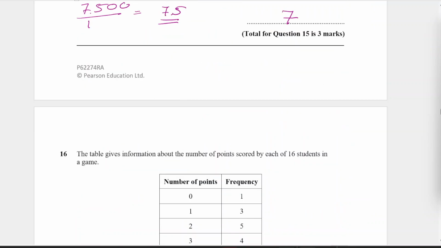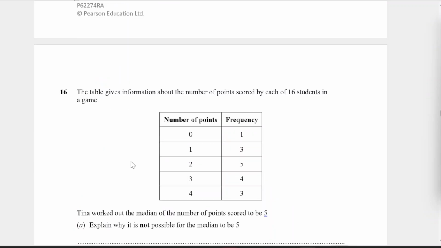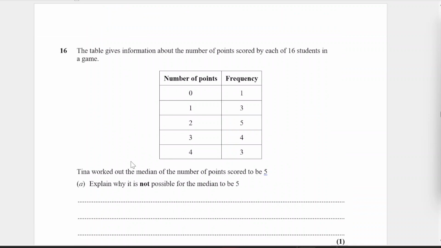Okay, question 16. For question 16, we've got a table that gives information about the number of points scored by 16 players in a game. Tina works out the median number of points scored to be 5. Explain why it is not possible for the median to be 5. So we've got 16 games.